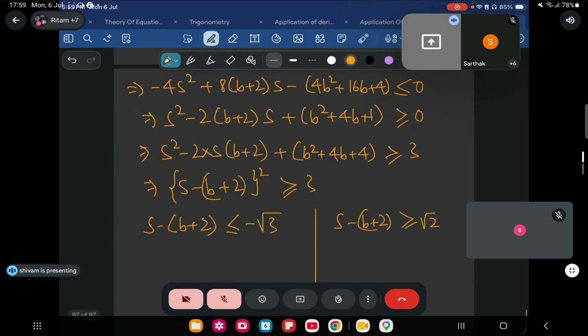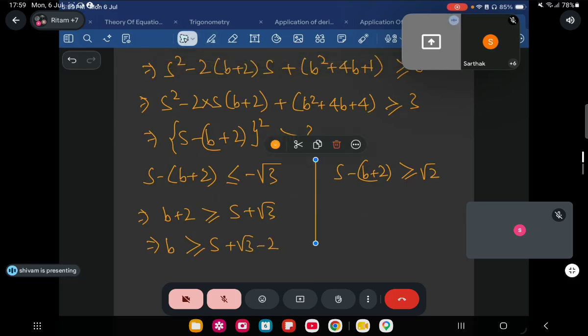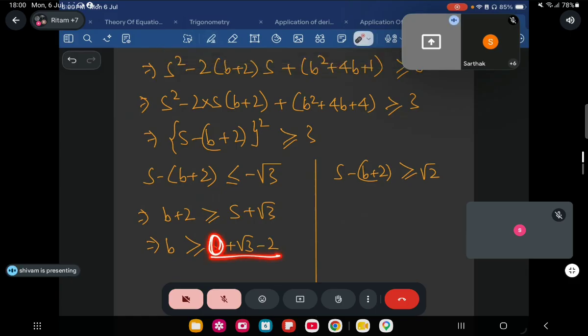Okay, from here, what do we get? We'll get b plus 2 is greater than or equal to sine plus root 3. This implies b is greater than or equal to sine plus root 3 minus 2. Now tell me everyone, that means b should be greater than the maximum value of the right hand side. What is the maximum value of sine x? So 1.